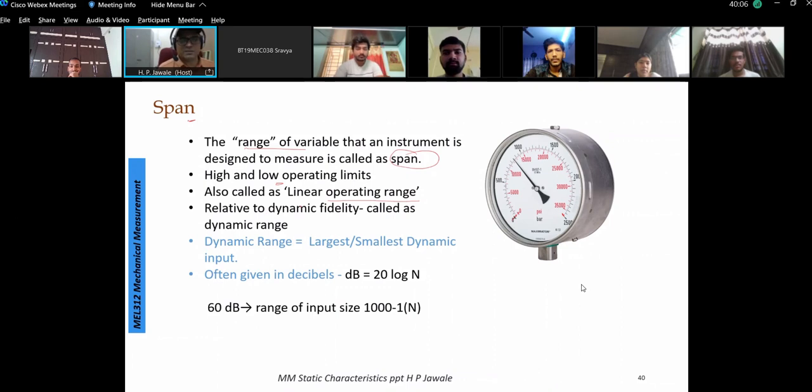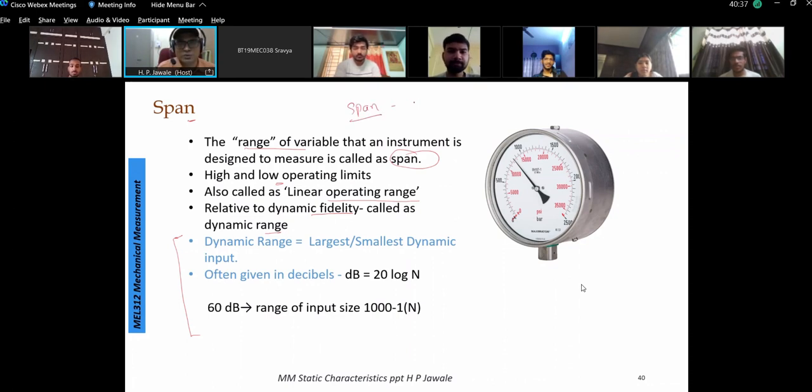Then it is sometimes related to dynamic fidelity, or fidelity called a dynamic range. So dynamic range is nothing but the largest by the smallest dynamic input. Right. So I think this will again need attention in the dynamic characteristics. So the span of this equipment, or the pressure measurement device, is from 0 to 2500.